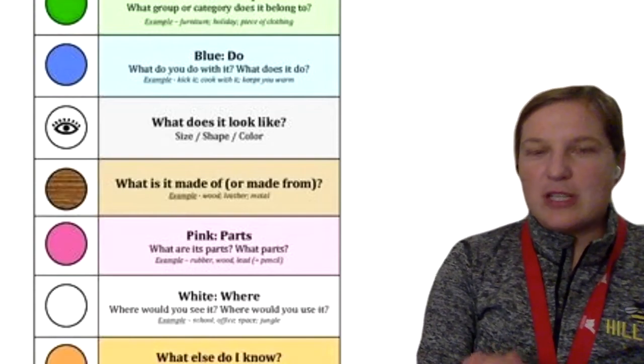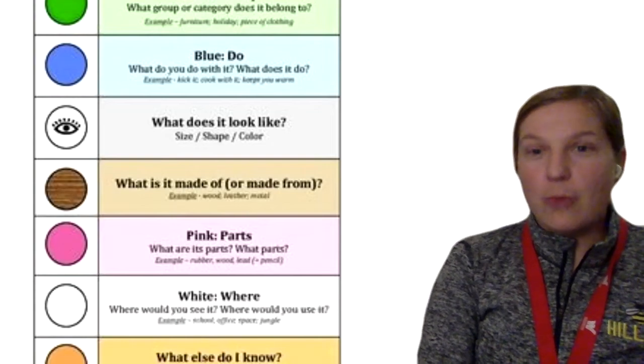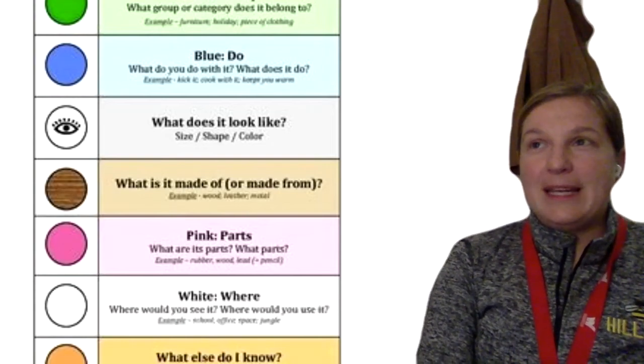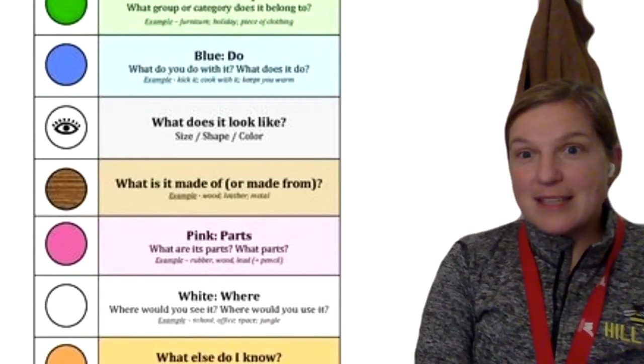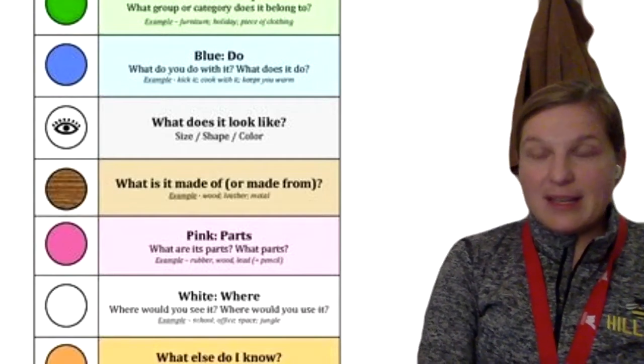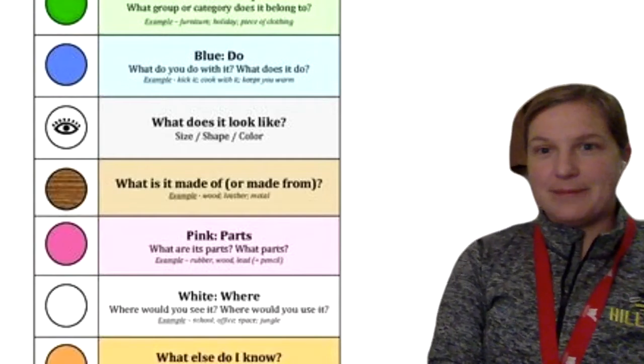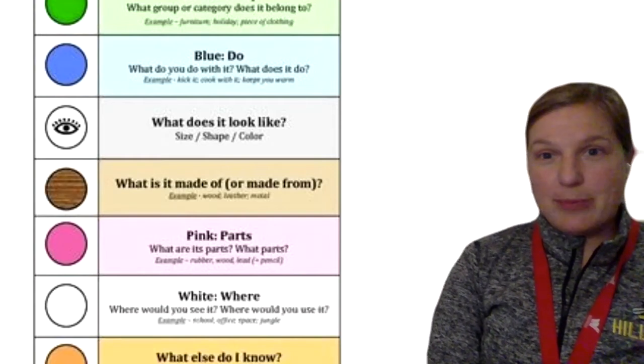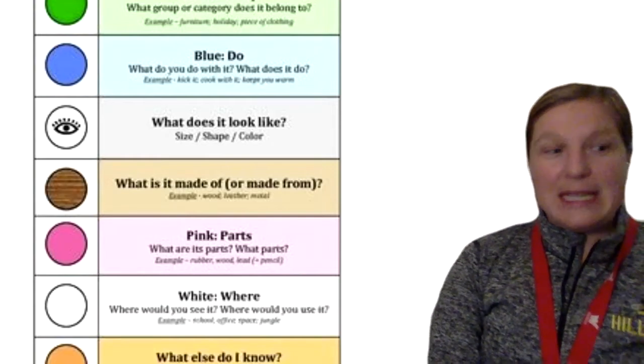And then usually it's orange or an orange question mark. What else do you know? Do you know any fun facts? Do you know any historical information about this item or event? So I'm going to go through a couple of examples of how you could use EET.